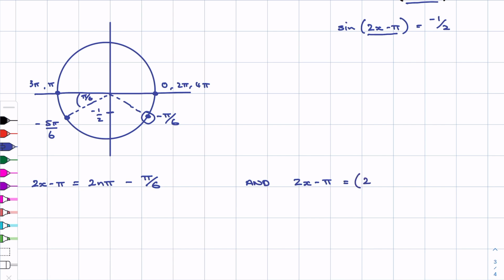So remember 2n minus 1 pi, that's focusing on this region, and what I'm going to do is add pi on 6 because I'm moving in an anti-clockwise direction, which is positive orientation as far as our angles are concerned around the unit circle.